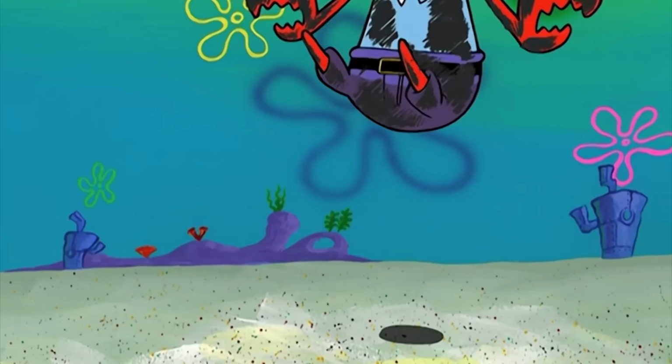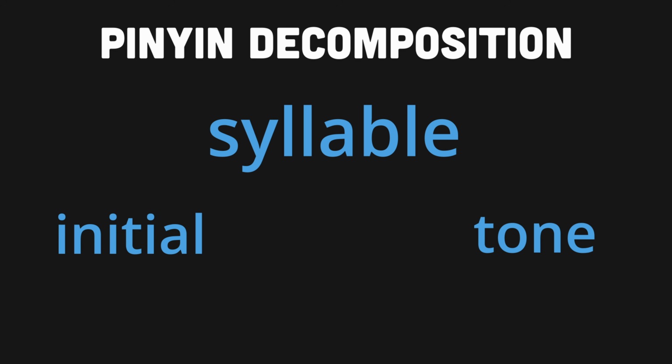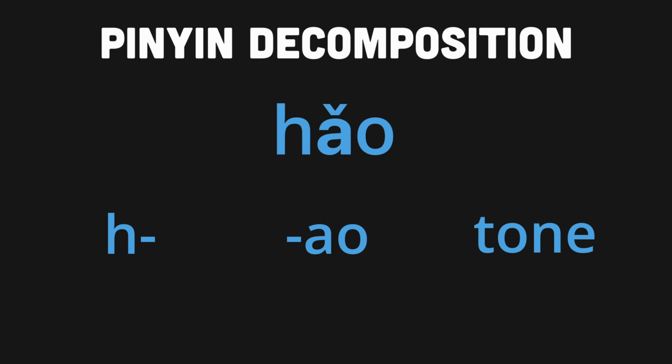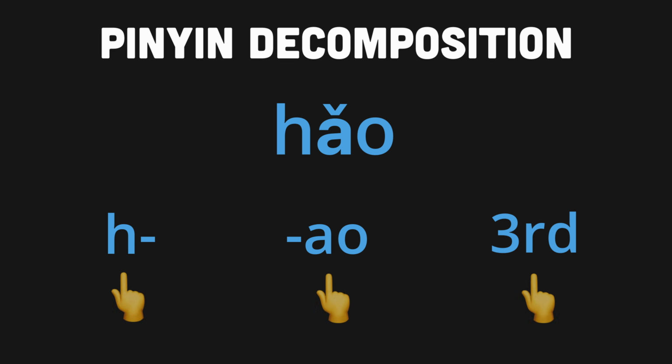This is simple and requires no great insight. The Pinyin system actually already has this built in. In Pinyin, each syllable has a tone, initial, and final. For example, hao has the initial H, the final ow, and the third low tone. So for each Pinyin syllable, we can break it up into these three pieces, which are a bit more distinct to our eyes and hopefully a bit easier to remember.